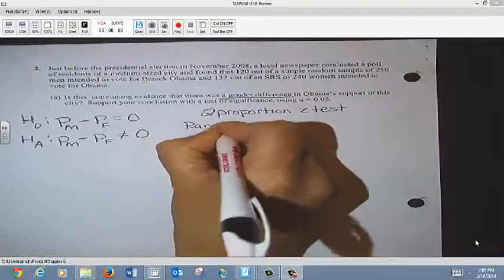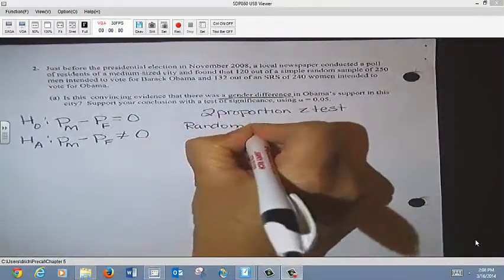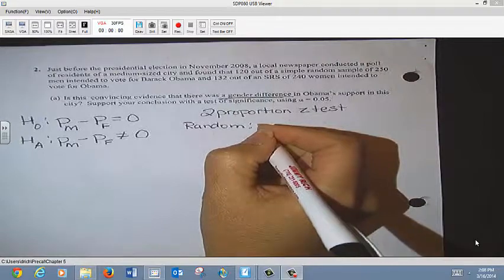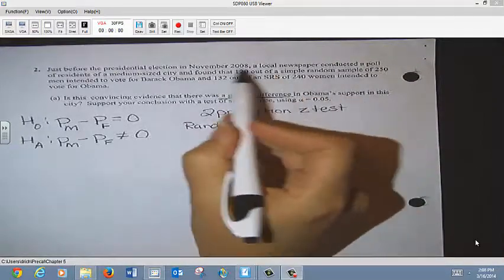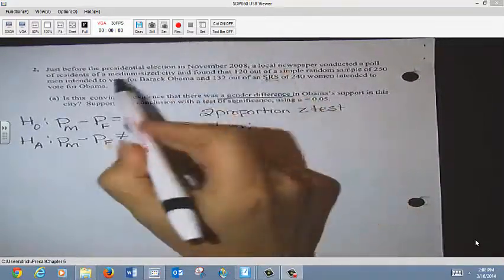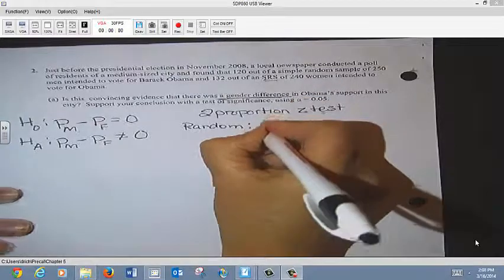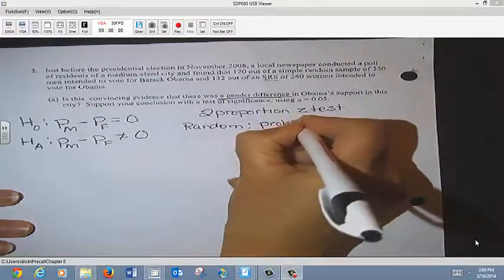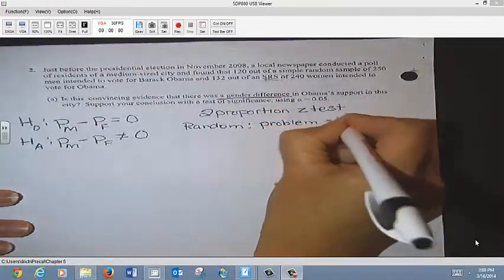The problem states that 2 simple random samples were taken, right here, SRS. But make sure it's in both samples.